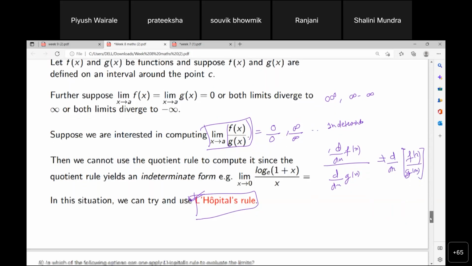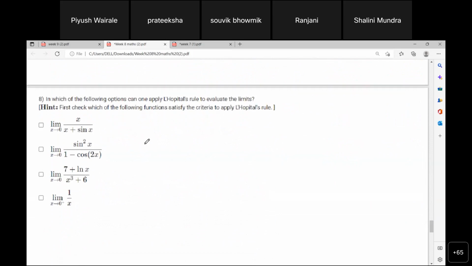So let us discuss one simple problem. In the following options, one can apply L'Hospital rule to evaluate the limits. Just try to put x equal to 0 first. What am I getting? 0 in the numerator, and in the denominator 0 plus sine of 0, that is 0. Here I am getting 0 by 0 form, that is an indeterminate form. So I can apply the L'Hospital rule. I simply take the differentiation of numerator and denominator. The derivative of x is 1 in the numerator, and in the denominator what will I get?